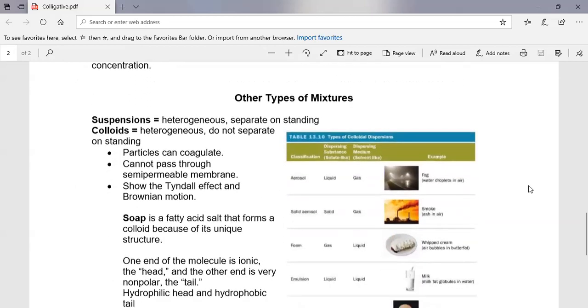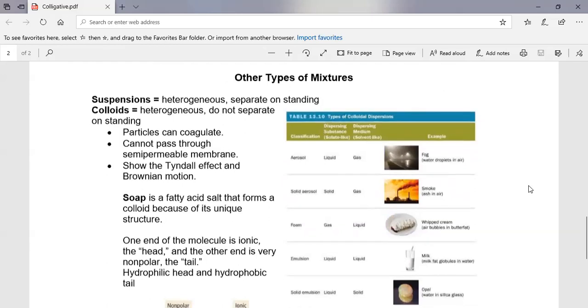The other part of this session deals with some other types of mixtures. We can have suspensions. These are heterogeneous, meaning that they have visible chunky parts or visible parts that are not consistent. And these types of solutions will separate when they're standing. We see a lot of this with some salad dressings that will separate, so you have to shake them up in order to get them to mix again.